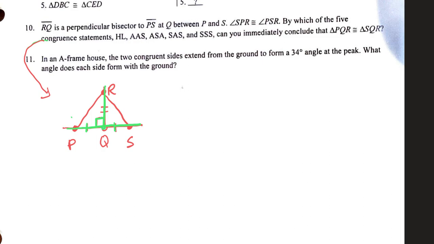This is the midpoint. So the only postulate that you can use here to prove triangle PQR congruent to triangle SQR is going to be the side, angle, side postulate.